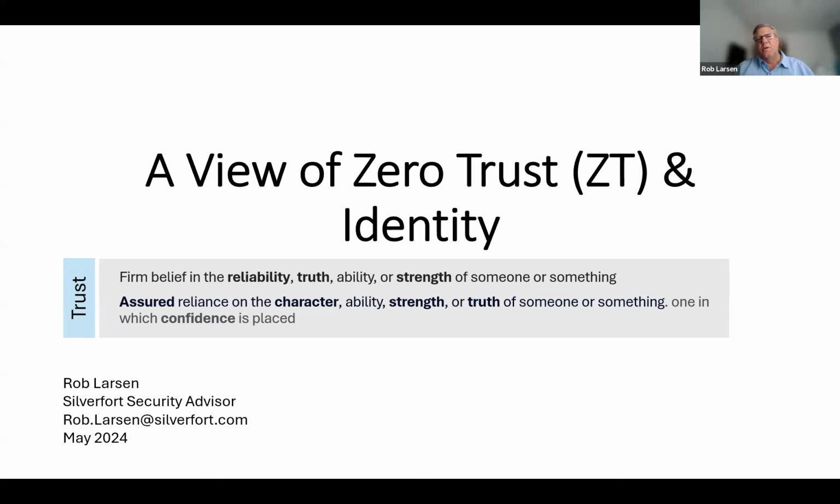Thank you, Jinwan. Hello, everybody. Good morning. My name is Rob Larsen. I'm a Silverfort security advisor. You can see my contact information on the bottom left-hand corner of the slide. I want to thank you all for joining today. As Jinwan said, we're going to be talking a little bit about zero trust and identity, and the experience that I had as I went through the process of engaging in a zero trust strategy, figuring out what it meant, and some things that I learned as I went on that journey.